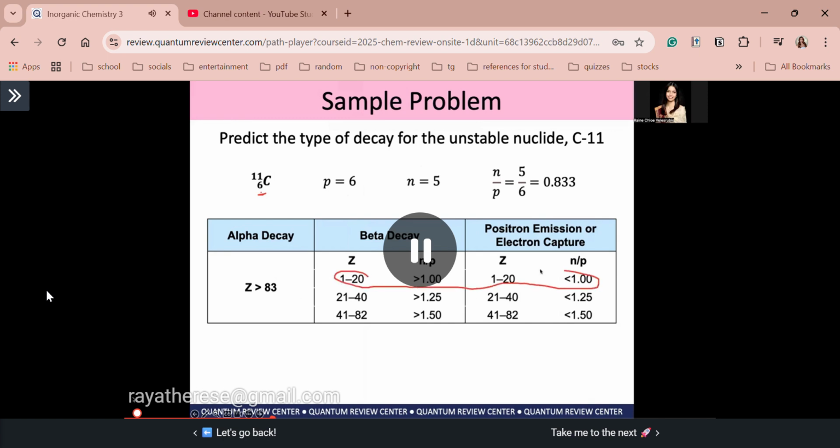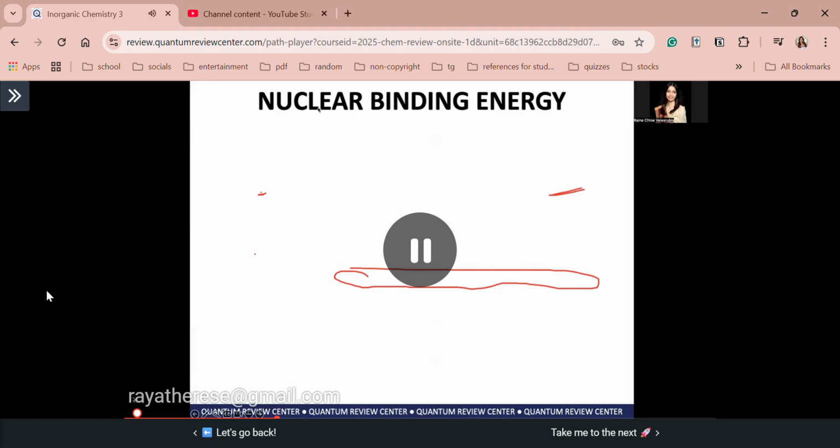So, compare mo if 0.833 na nakuha mo is less than or equal to 1. And we know that 0.833 is less than 1. Therefore, carbon-11 will undergo positron emission. Again, guys, yung positron emission occurs for the atomic nuclides with atomic numbers 1 to 40. Pag greater than 40 naman, electron capture sila. Okay? Hope that's clear. Now, let's proceed to this concept called the nuclear binding energy.